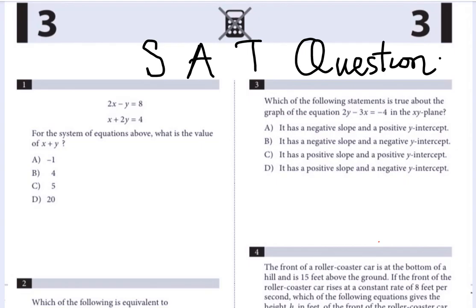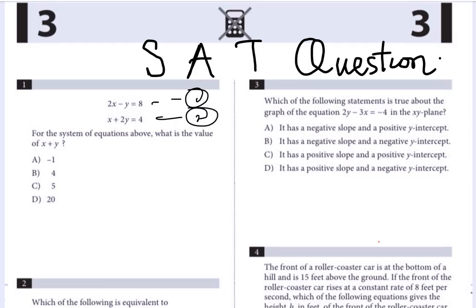If you look at the first question here, we have 2x minus y equals 8 and x plus y equals 4. The question says find the value of x plus y. Now how do you do that? Let's use the substitution method. Let's call this equation 1 and this equation 2.